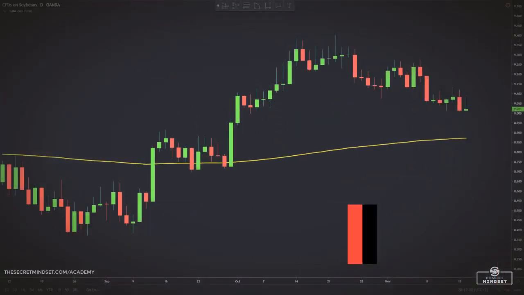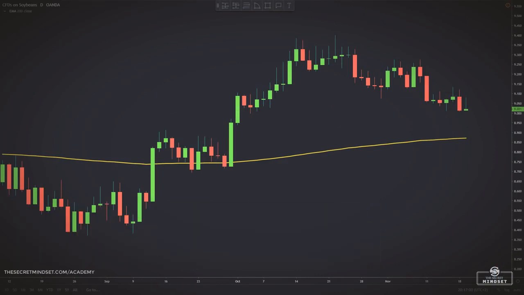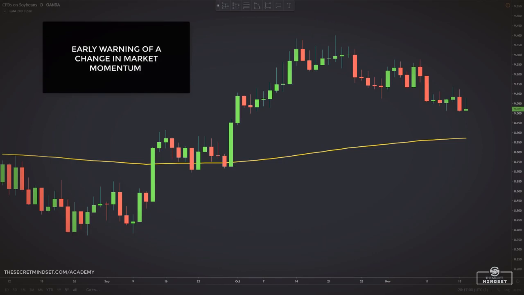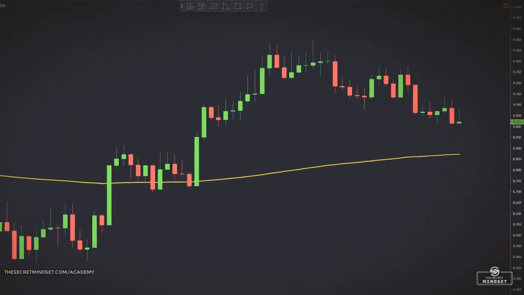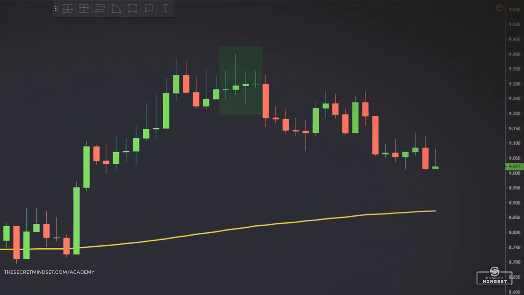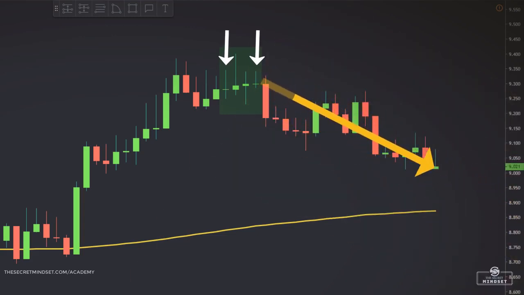Next, Doji candle meaning possible reversal. A Doji candle offers traders an early warning that there may be a change in market momentum, or a possible change in direction if current conditions don't change. Please remember that the possibility of a change of direction doesn't represent a guaranteed change of direction. The truth is that we don't know if a trend is exhausted. We don't know the exact moment when the trend is going to end.